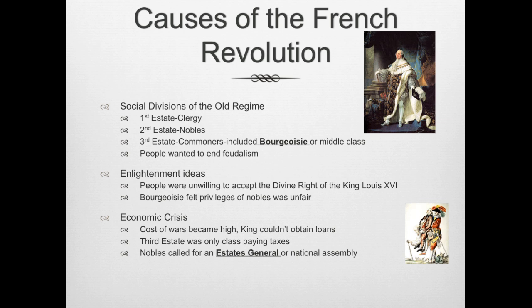So the nobles call for an Estates General or a national assembly or legislature to deal with all of these problems, because they wanted to raise these new taxes to pay for all the wars. So they were going to have to call this national assembly.